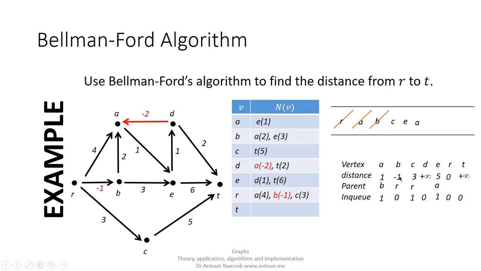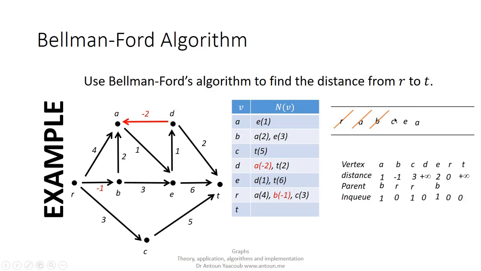So B is equal to minus 1. Minus 1 plus 3 is equal to 2. So 2 is better than 5, so 2. I'm coming from B. Now it's already in the queue, so there's no need to re-enqueue it because we didn't reach it yet. So let's continue. B is finished.